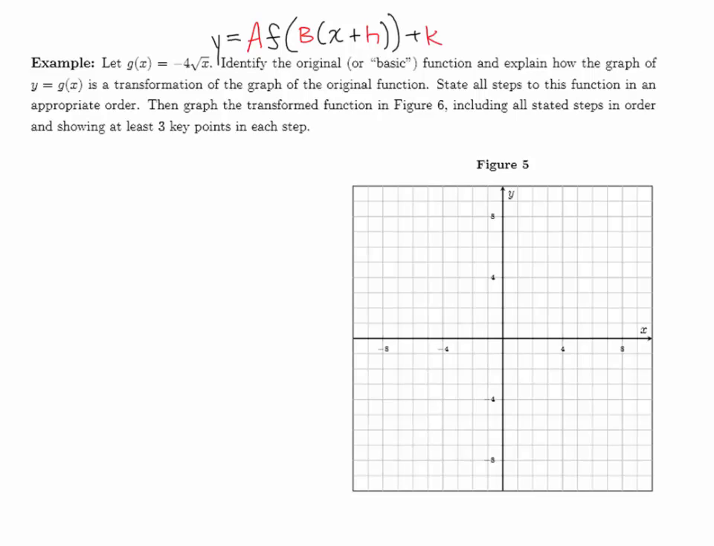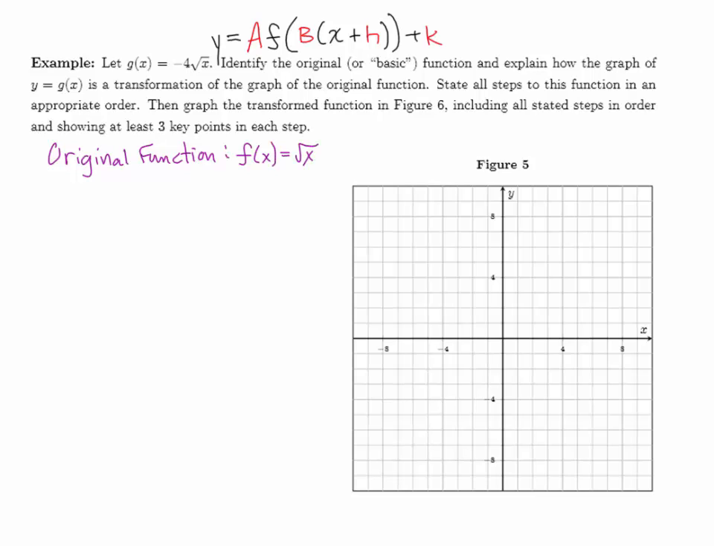So to start, we will identify that original function. So -4 times the square root of x, from our basic functions, the most obvious choice we have for that original function is the square root function. So our original function would be defined then by f of x equals the square root of x.